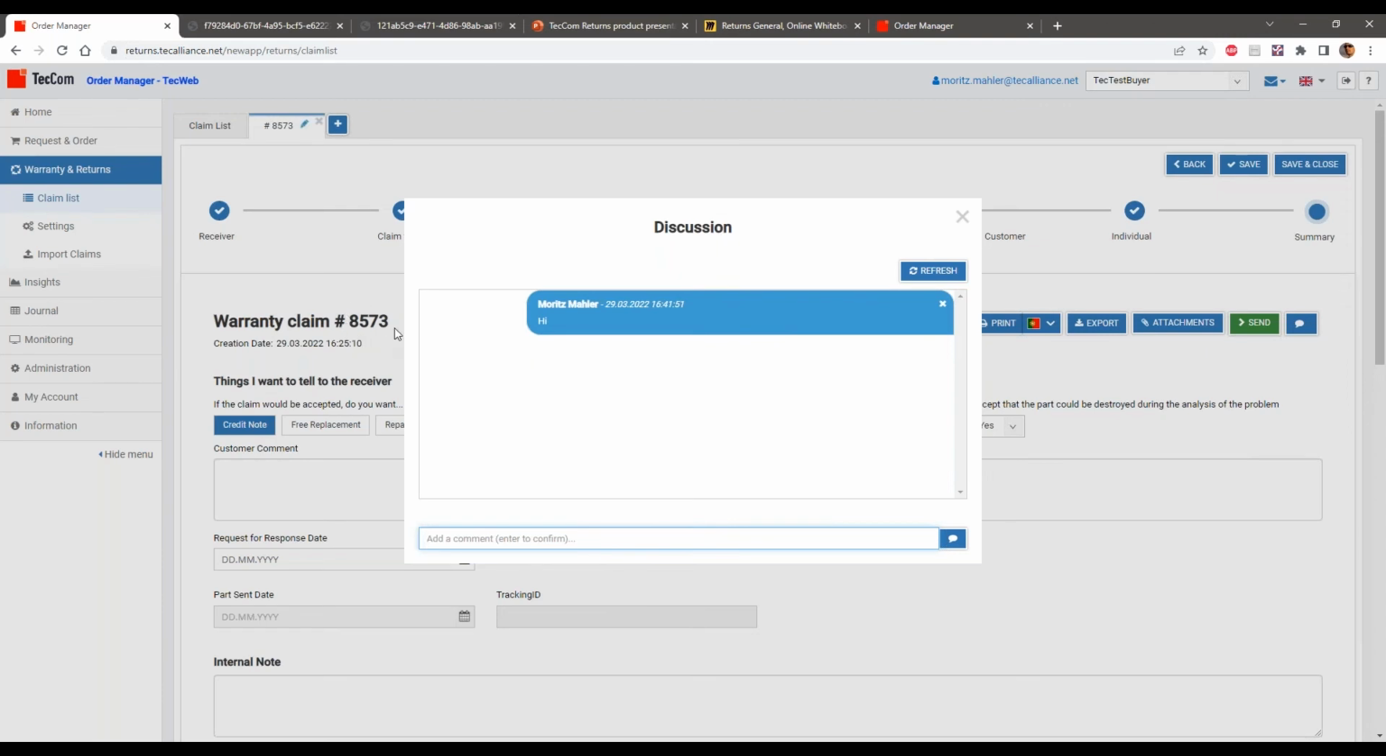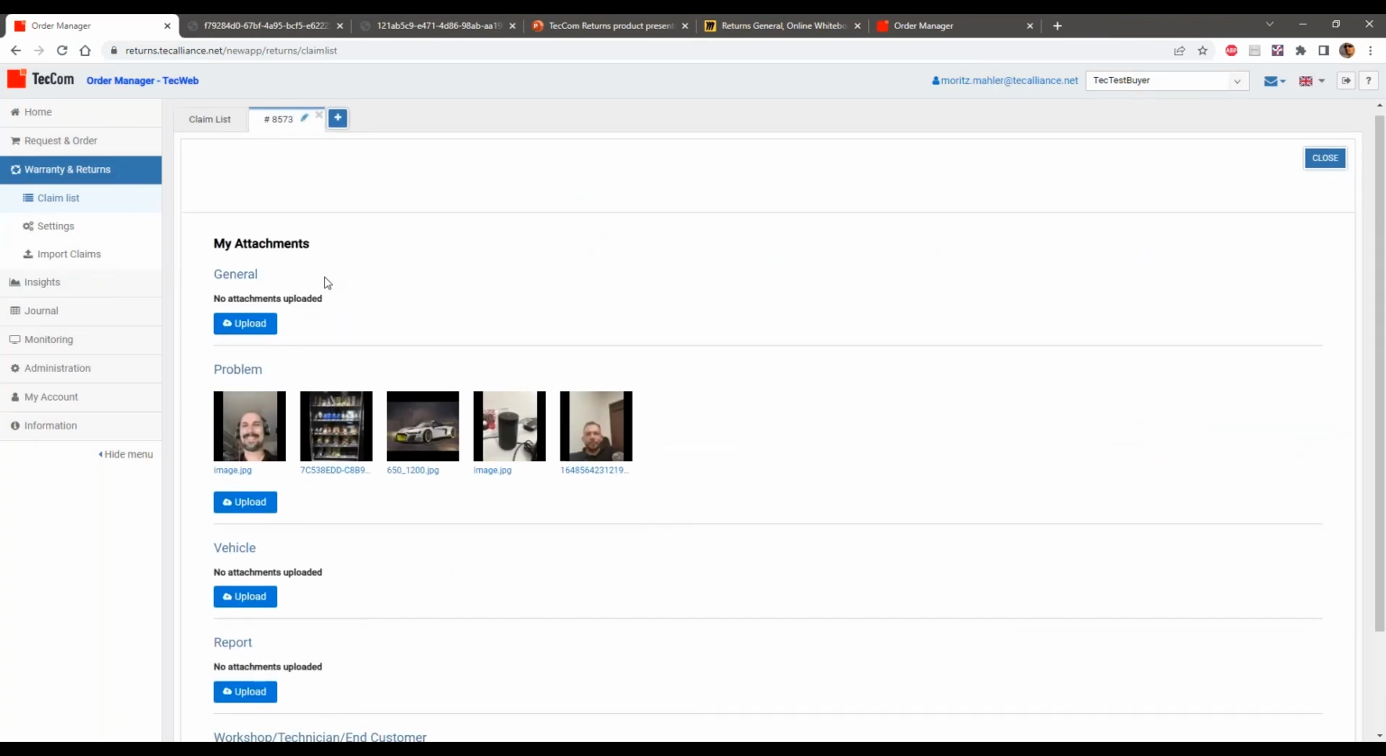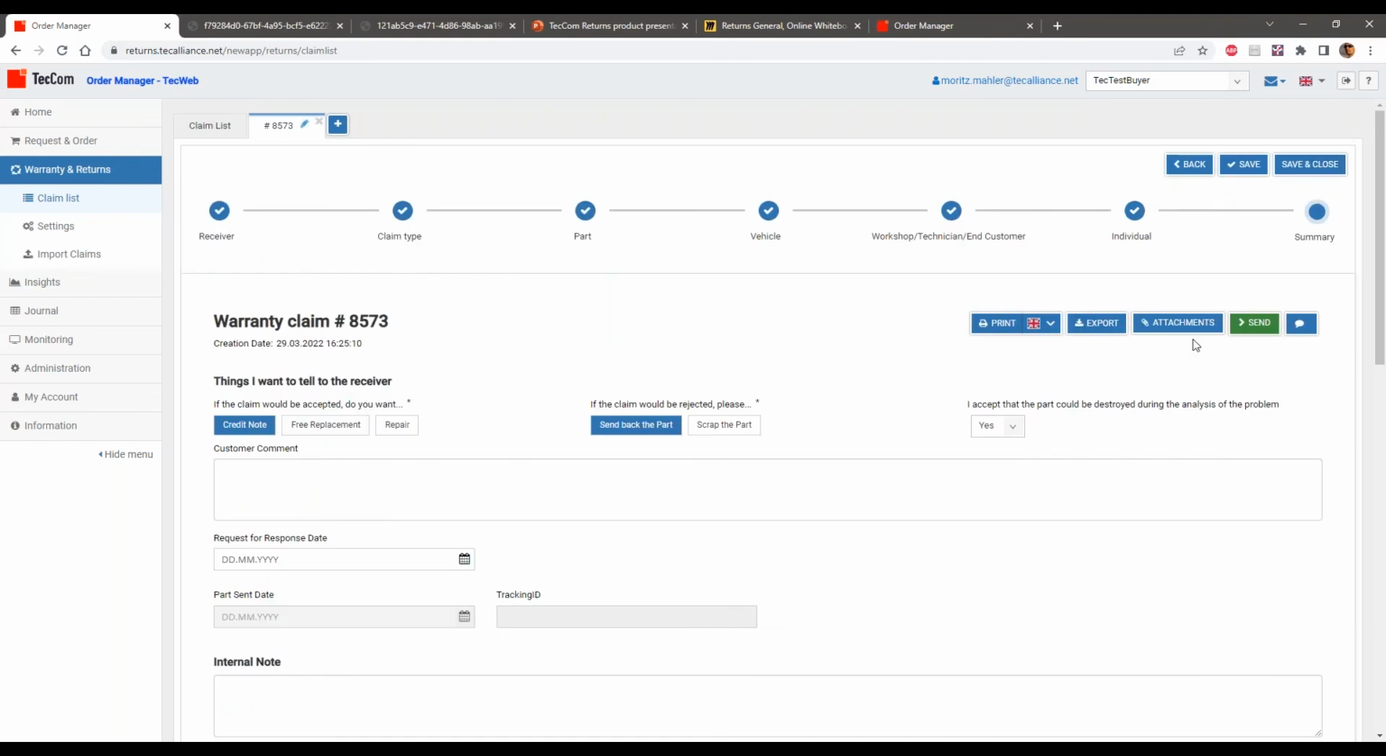about this claim, which means this is not a chat to the supplier itself. This is a chat in this claim, with whoever participates here. Really important. I also have the possibility to add more attachments and to export the claim, and of course, in the end, to send this claim, which I do now.